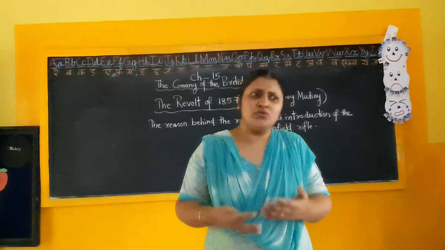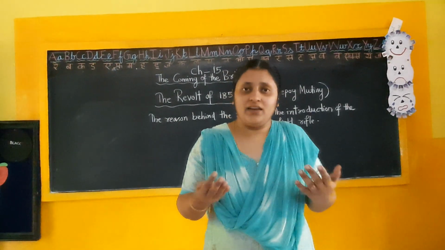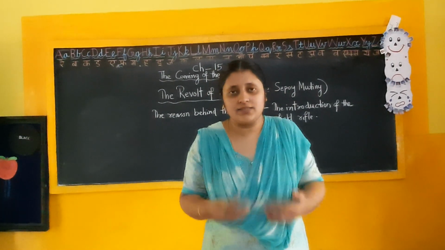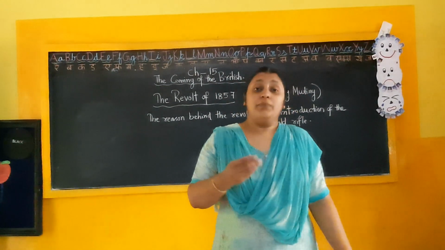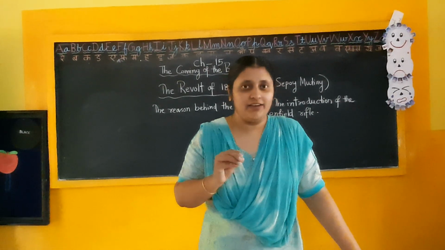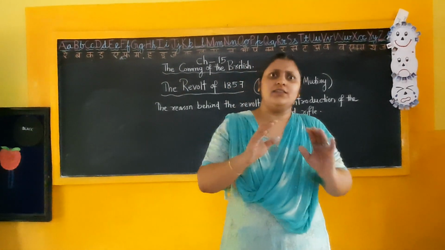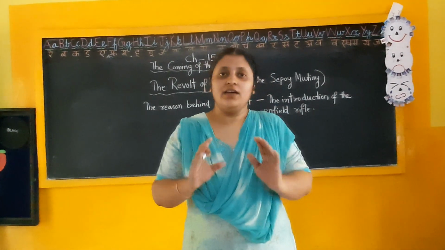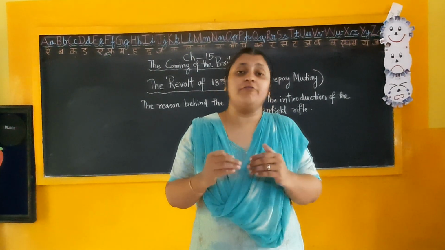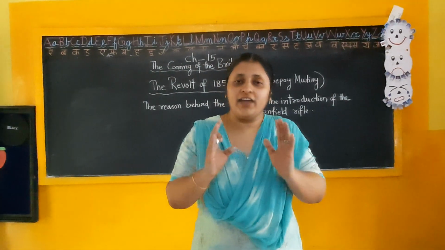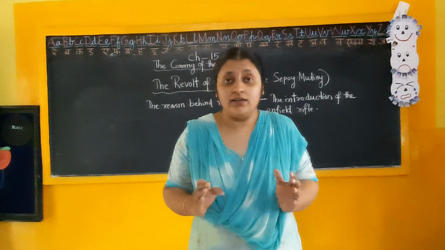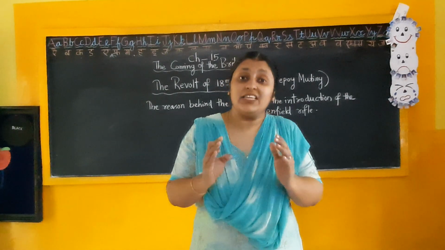So these kinds of things happened during the 1857 revolt. So we can say that it was a failed, unsuccessful revolt. But some positive things happened after the revolt of 1857. What was that? We can see that this was the first war of Indian independence, and it is the turning point in the history of India.